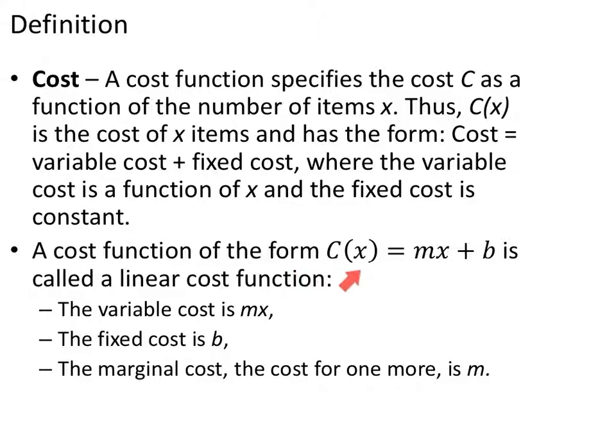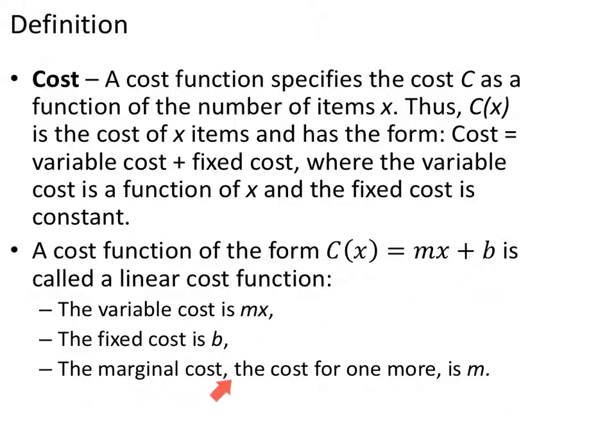So if we have a cost function of the form C of x equals mx plus b, we call this a linear cost function. The variable cost is the portion that includes the variable, so mx is the variable cost. Suppose you're old school and your band wants to burn some CDs. The variable cost is how much it costs based on how many CDs you want to burn. The fixed cost is b. Maybe you're paying for recording studio time. It's going to cost you this much for your studio time and engineering, no matter how many CDs you choose to burn.